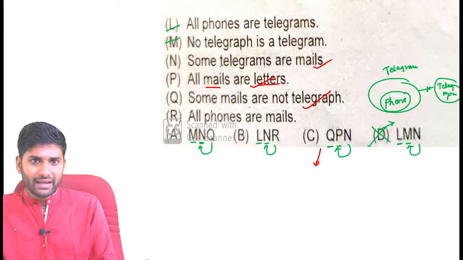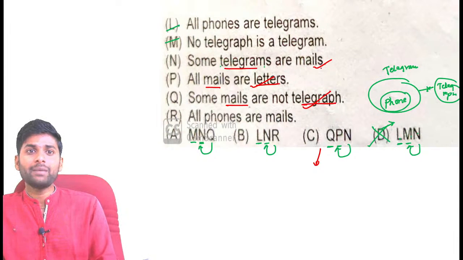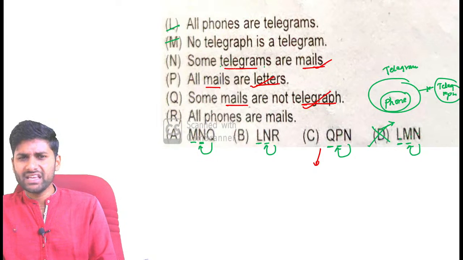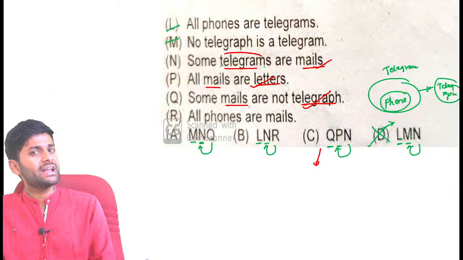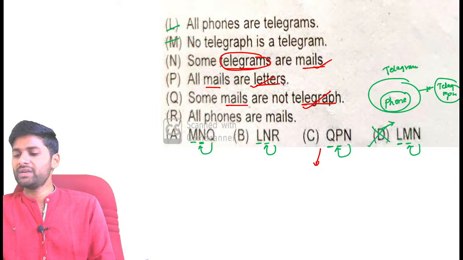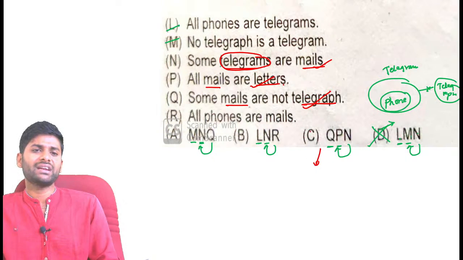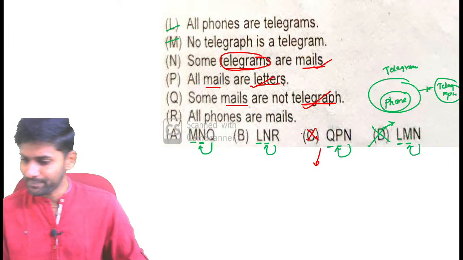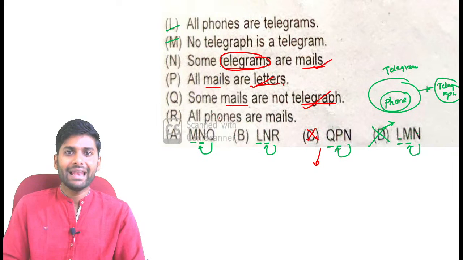Here, mail, letter, mail, telegraph. We want a telegram that follows as a mail. See, if you draw the diagram, the observation is most important. There is no clear information related to telegrams in P and Q. If there is no term, there is no conclusion directly. You can eliminate it. No need to draw the diagram. Clear?